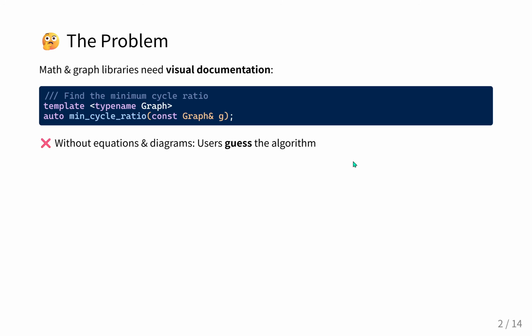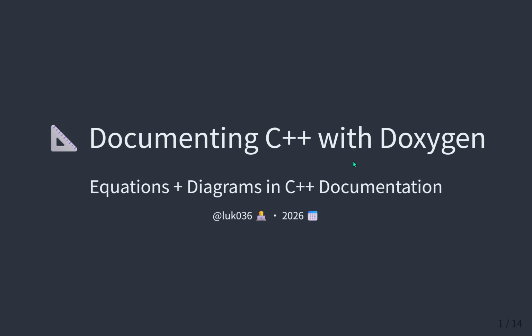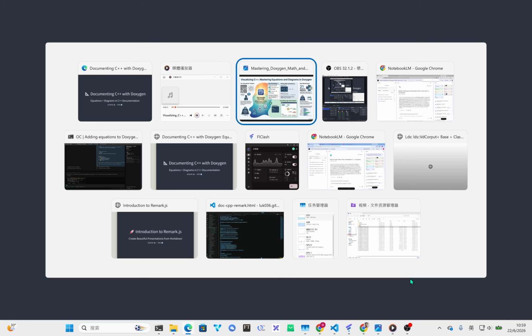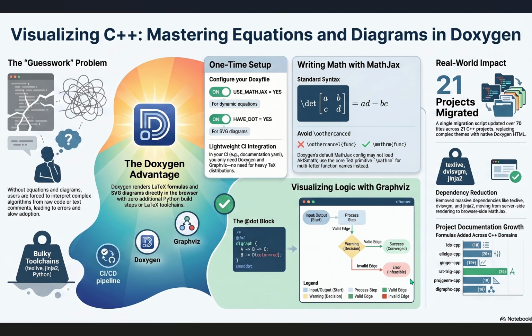So, welcome to today's deep dive. Today we are exploring a 2026 presentation by developer Look036, which is titled Visualizing C++: Doxygen Equations and Diagrams. It's a really fascinating piece of source material. Our mission today is to unpack how to transform that completely impenetrable code into beautifully rendered, browser-friendly visual documentation. And the best part, doing it without drowning in heavy dependencies.